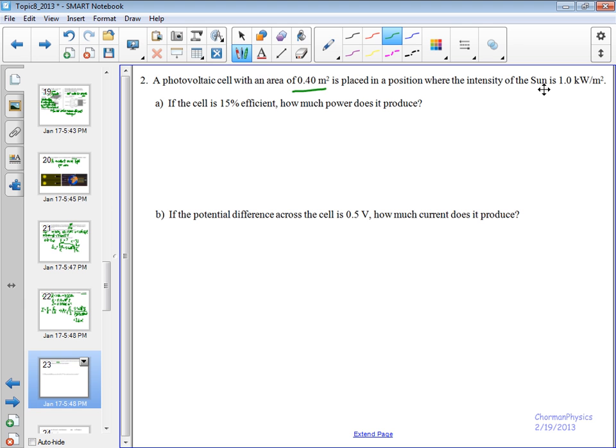Okay, a photovoltaic cell with an area of 0.4 meters squared is placed in a position where the intensity of the sunlight is, and again, actually, sorry, I'm going to use this value, 0.3 kilowatts per meter squared. So, if the cell is 15% efficient, how much power does it produce? Well, since we know the power input, it's going to be related to the intensity. We have the incoming intensity. So if we want to know the incoming power, it's just going to be that intensity times the area. That subscript is for in, the incoming. So we'll be able to solve for this.